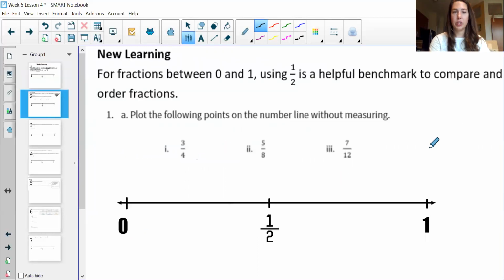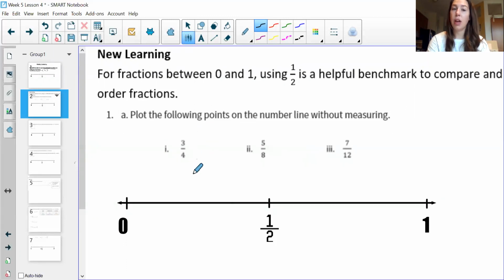Okay, let's take a look at the first one. It says, for fractions between 0 and 1, using 1/2 is a helpful benchmark to compare and order fractions. Plot the following points on the number line without measuring. So we're not going to decompose the number line into 4ths, 8ths, and 12ths. We're going to estimate about where they go based on what we know about their size compared to 1/2. So let's start with 3/4.